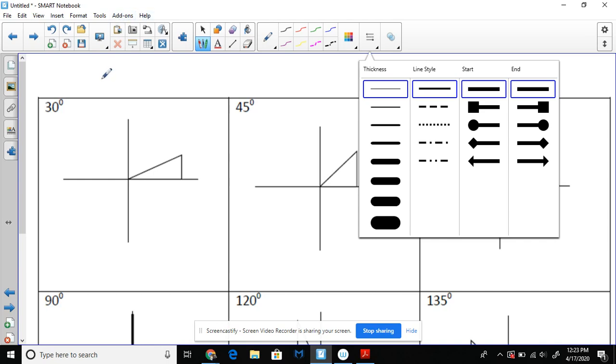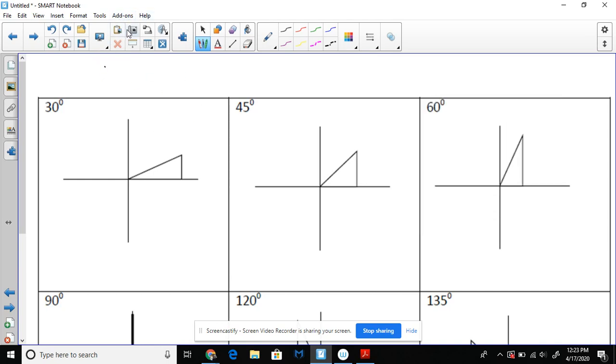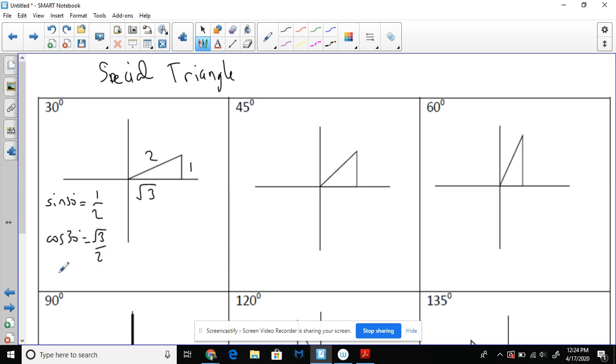So here, don't get too caught up with this part here. I want you to use special triangles to find the missing values. So here, if this was 30 degrees, that's root 3, that's 1, that's 2, right? So then you'd have sine of 30 is opposite over hypotenuse, right? You do cos of 30 equals root 3 over 2, tan of 30, opposite over adjacent, like that.